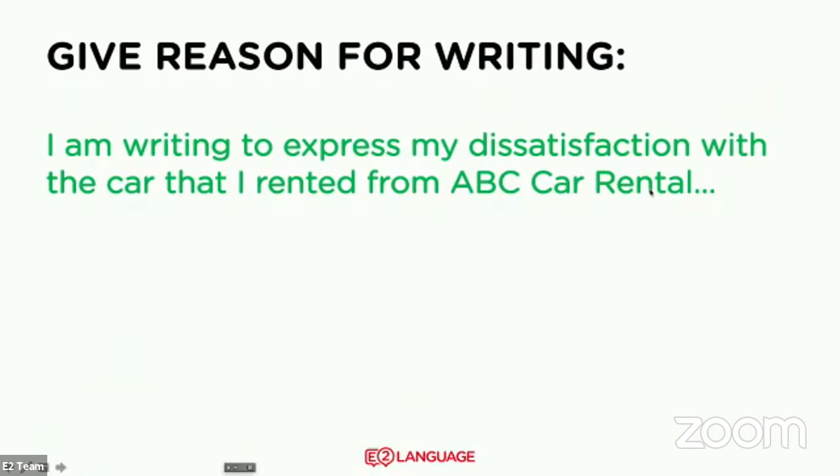Oh, here's mine. Sorry, let me read you mine. I'm writing to express my dissatisfaction with the car that I rented from ABC Car Rental. That's the first sentence. I'm writing to verb, right?